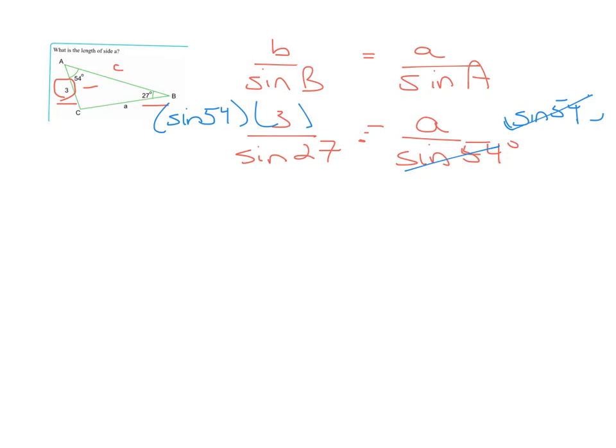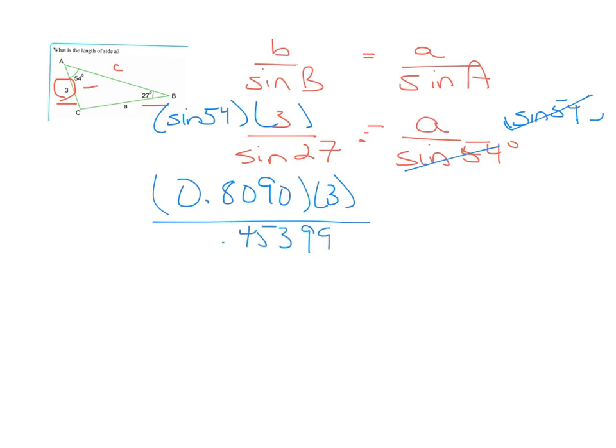Keeping in mind that making sure your calculator is on degrees. So sine 54 is, and you can write out the decimals if you want. They should all be decimals. 890 times 3. And then sine 27 is decimal 45399. But don't feel like you have to. If you want to do it all as one operation on your calculator, that's perfectly fine.